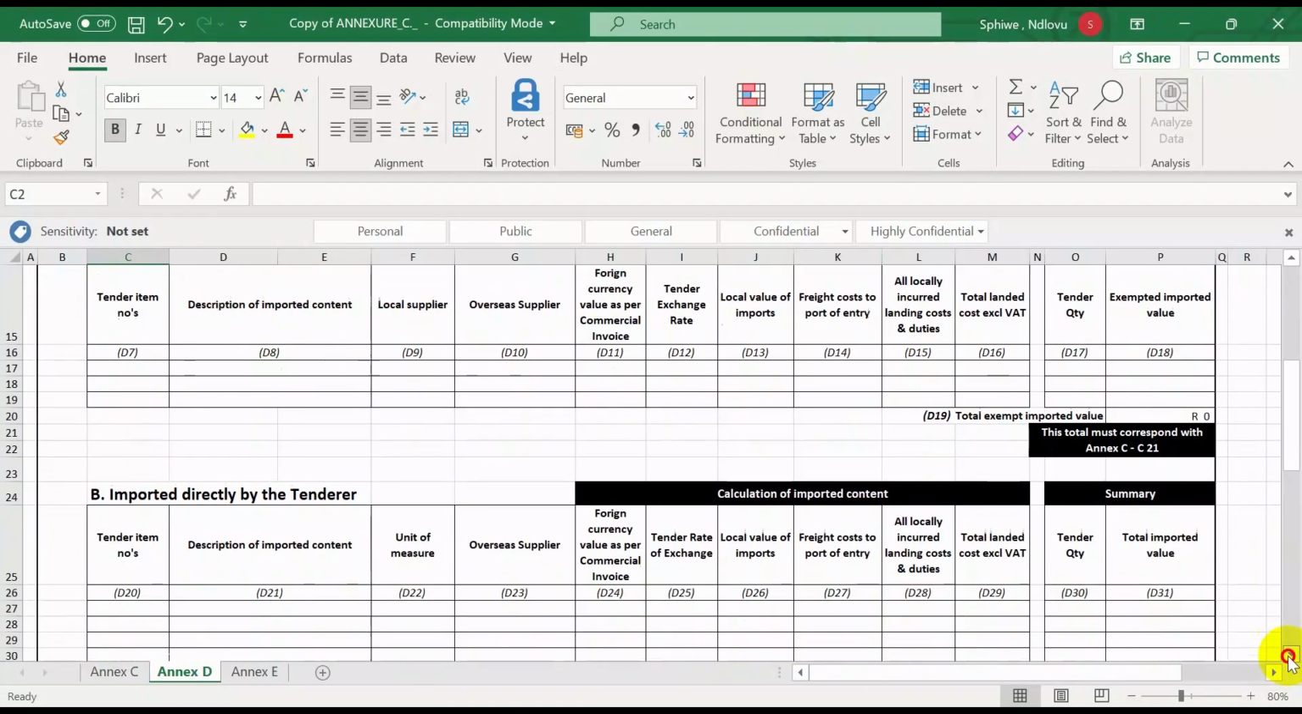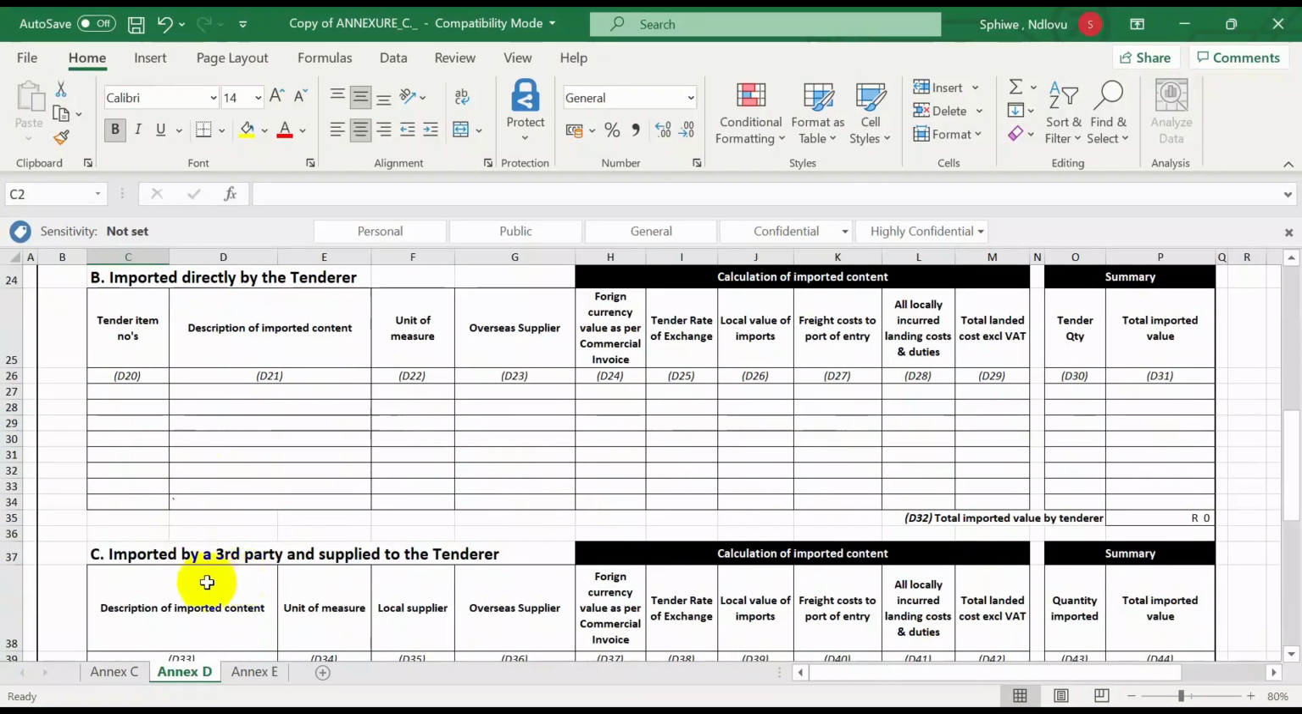And then you have B here and C. This is imported directly, this is imported by a third party. This section here, these two sections, you complete because the item that you were given under your specification was less than 100%.